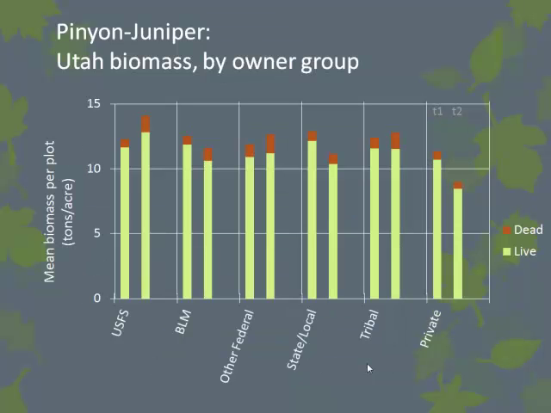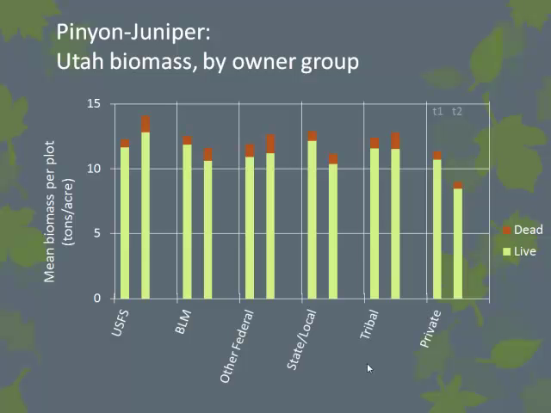Okay, another way that we can look at some of these trends is by ownership category. On this chart, the left-hand bar in each category is time 1, time 2 is the right hand in each category. And again, remember, we did see a slight decrease overall across the state of Utah in PJ biomass.